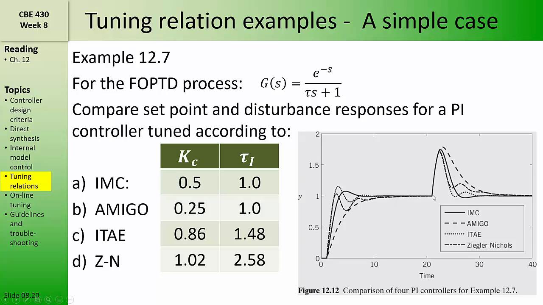At a later time, a step disturbance is introduced, and the objective is to reject that disturbance so that the controlled variable y should come back to its steady state value before the disturbance.